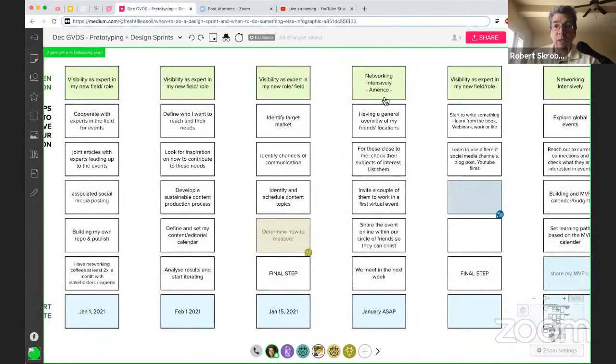For Americo, for networking intensively, getting an idea of the friends' locations, the ones that are close to me, checking their subjects and interests and listing them, building some consensus. Invite a couple of them to work at the first networking, the first virtual event, share the event with the circle of friends, and then meet in the next week.